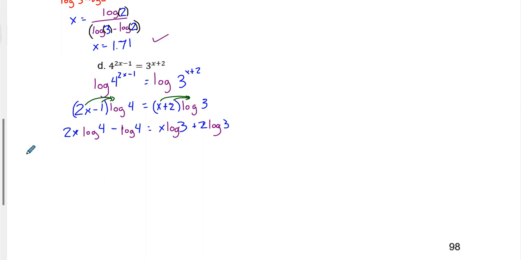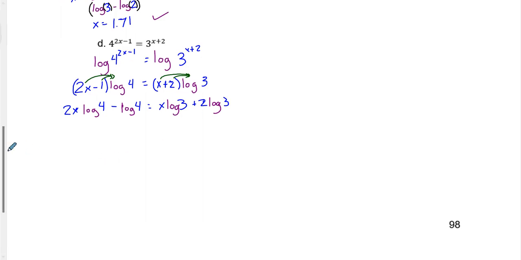Alright. So in our ideal situation, we want to get our x's to one side and our non-x's to the other side. There are multiple ways. This one is going to make more sense to move our x's to the left side just so we have a lot more positives. We can move our x's to the right side. It's not going to change our answer. But I definitely want to make sure I do my operations correctly.